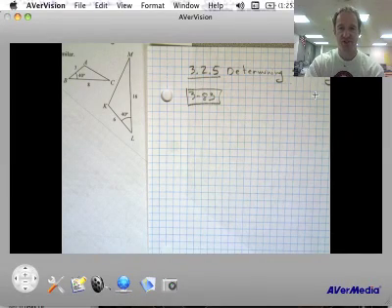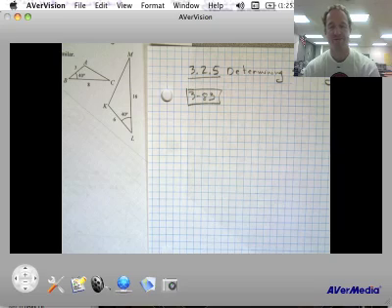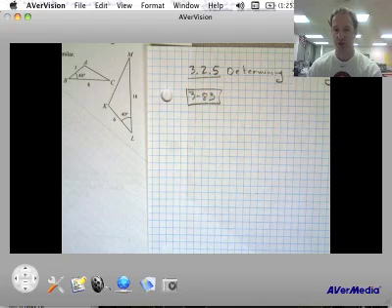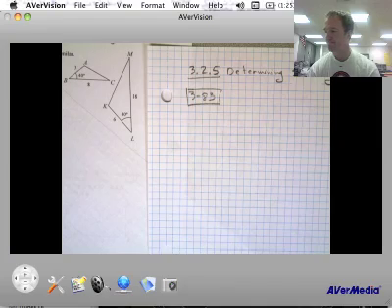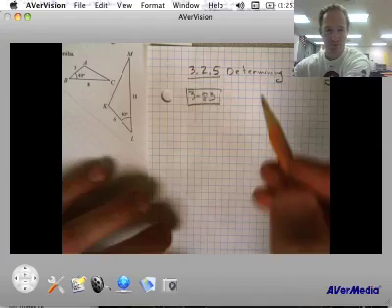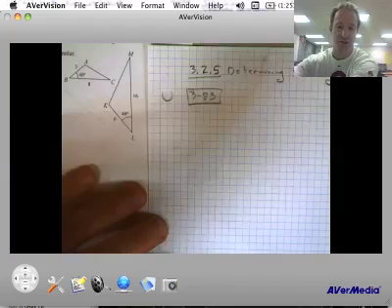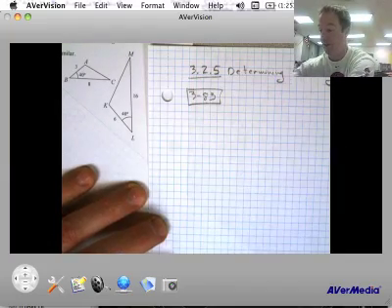Hi there, everybody. This is lesson 3.2.5 about determining whether triangles are similar or not. We're going to get some flowchart practice today. And really, making these flowcharts for triangle similarity comes down to one thing.